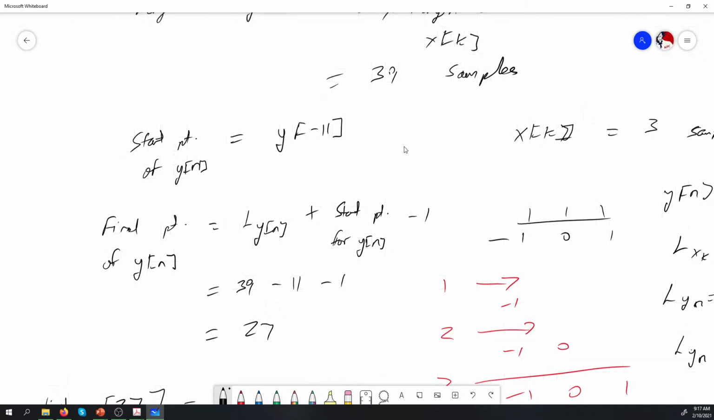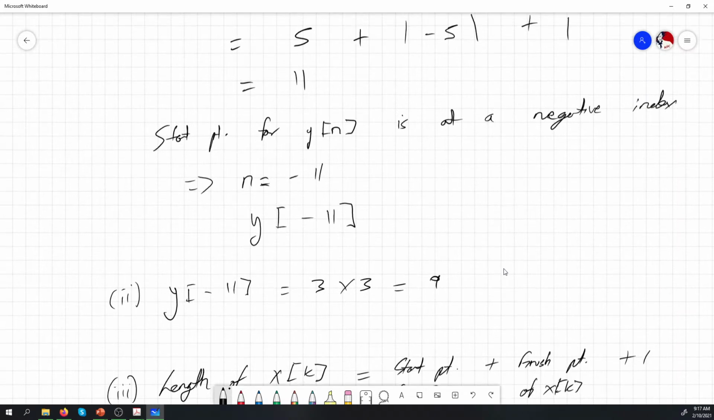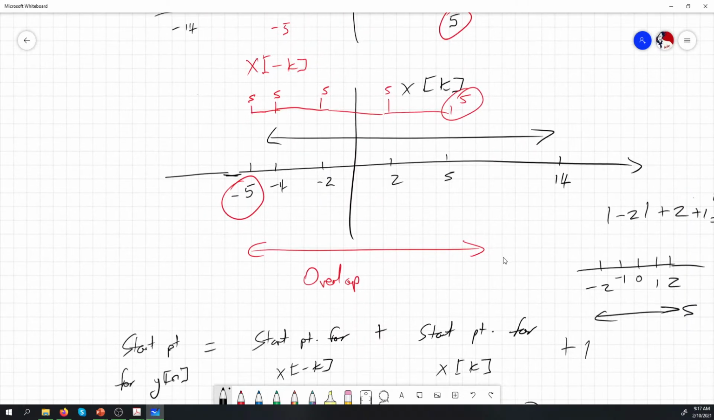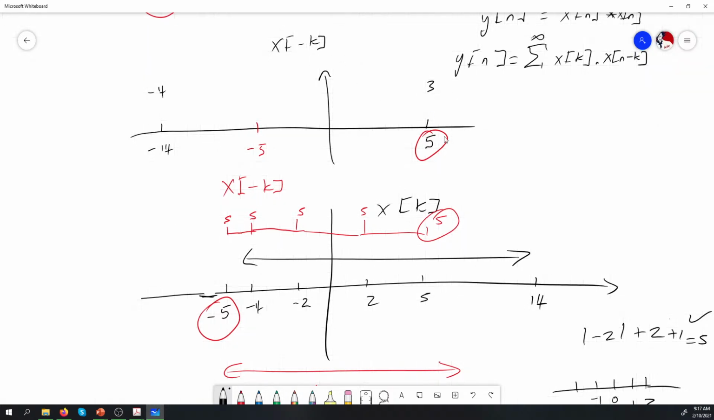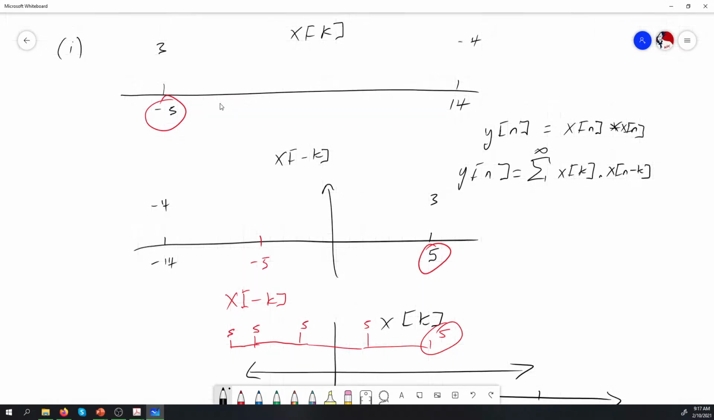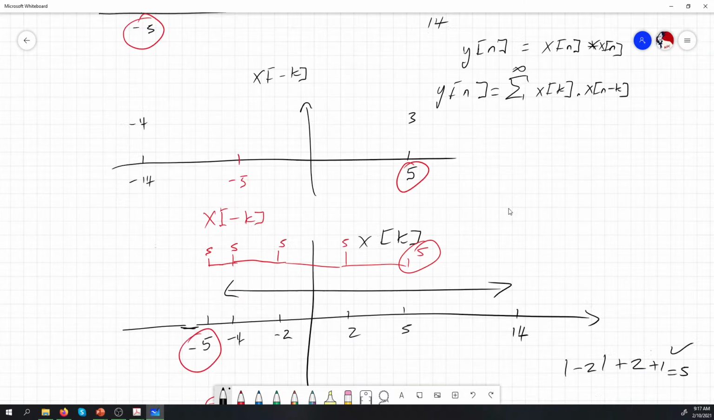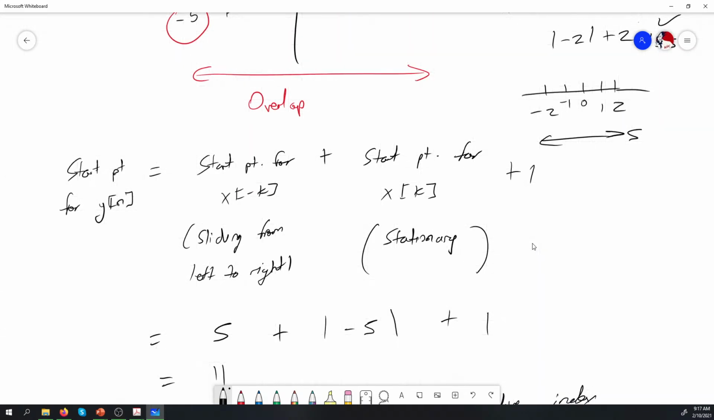The only thing that you have to be very careful about is when you're calculating the start point, because like I said, when we calculated it, we need to know the sign of each of these start points for x of k and x of minus k. Because this here was positive for x of minus k, and for x of k was negative, a positive and negative will give us a negative. If both are positive, the start point is going to be positive. And if both are negative, the start point is also going to be positive, because a negative and negative will give you a positive. So just be very careful when you're calculating the start point. That's the only thing to be concerned about.